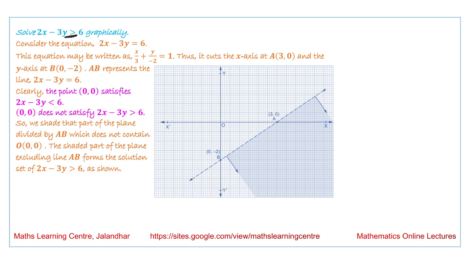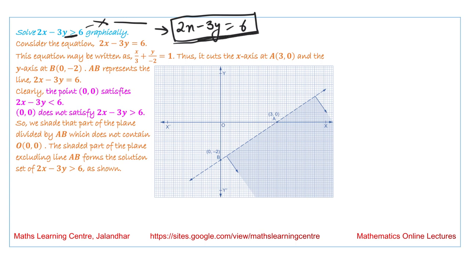So if we plot the line 2x minus 3y is equal to 6, then the points lying on this line are not part of the solution. But we have to plot the line 2x minus 3y is equal to 6. So we are doing x is equal to 0; when we substitute, we get y is equal to minus 2. When we substitute y is equal to 0, we get x is equal to 3.